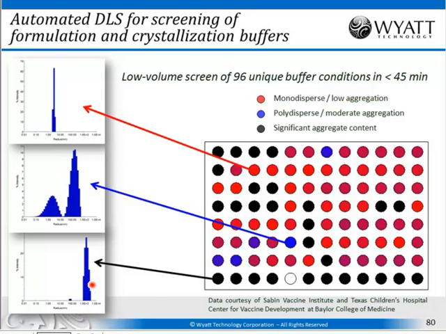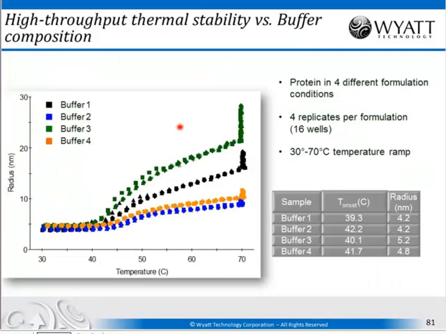So it's very easy to just load up this plate, especially if you have robots, run it through the plate reader, and come back after an hour or two and have all this information in front of you. You can also run temperature scans on the DynaPro plate reader. And so here's an example of looking at some different formulations and seeing how the onset temperature for unfolding and aggregation changes as a function of formulation. There are small shifts here in the T onset, which is determined by extrapolating this down to the baseline. Small shifts in the average radius tell you a little bit about the initial aggregation state.